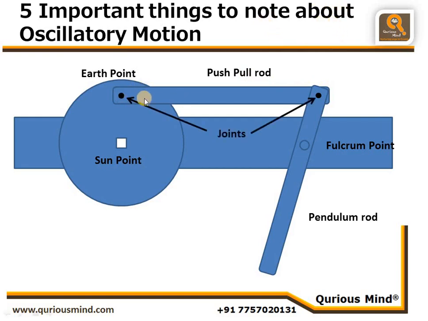These are the joints. So if you see, the push-pull rod at one end is connected to earth point, at other end connected to the pendulum rod. These are joints, hence they need to be loosely coupled. One more joint we have is a fulcrum point. Here also we need to connect the pendulum rod onto fulcrum point loosely. This is how we get oscillatory motion from the circular motion.